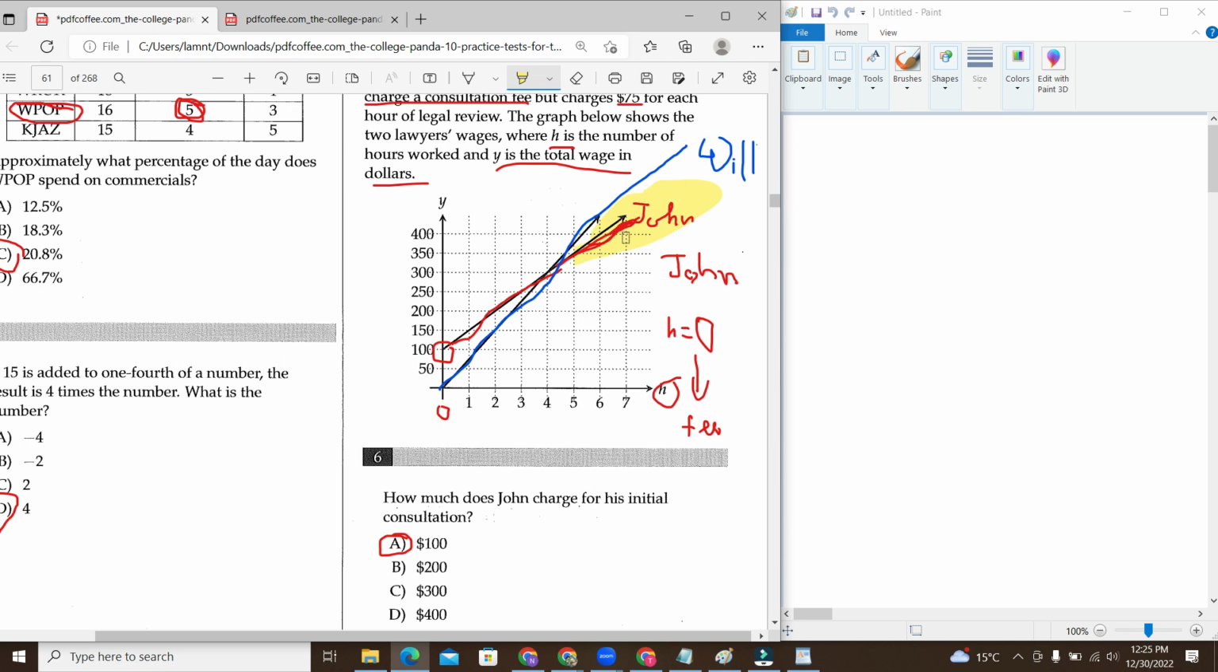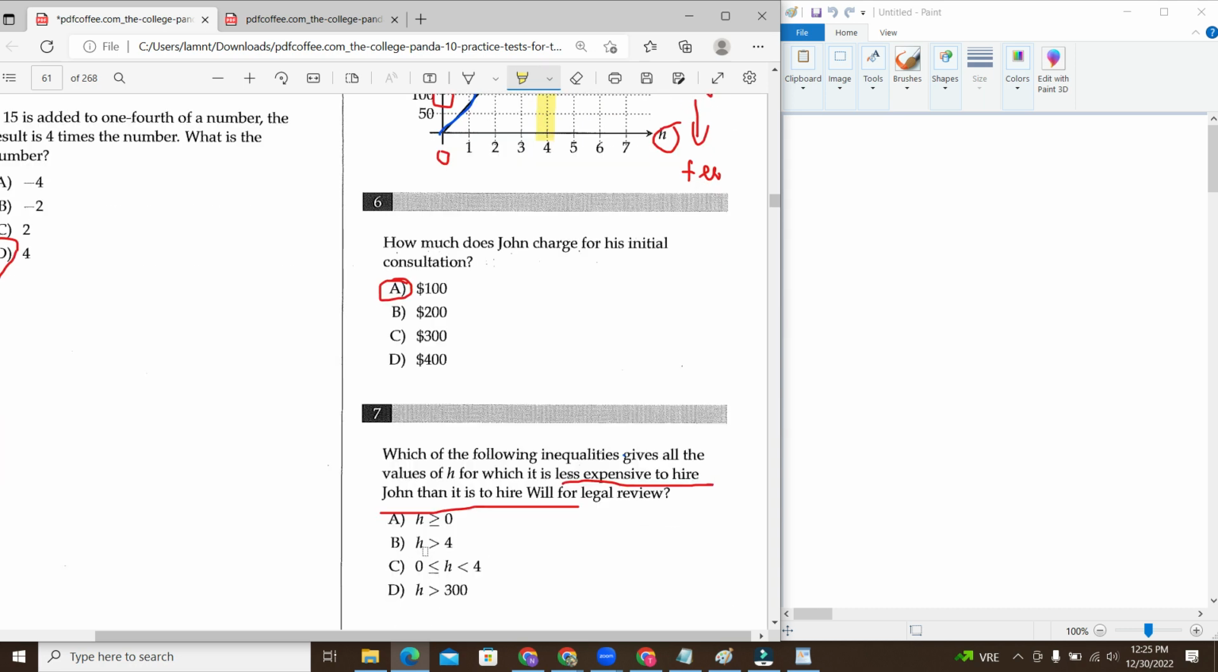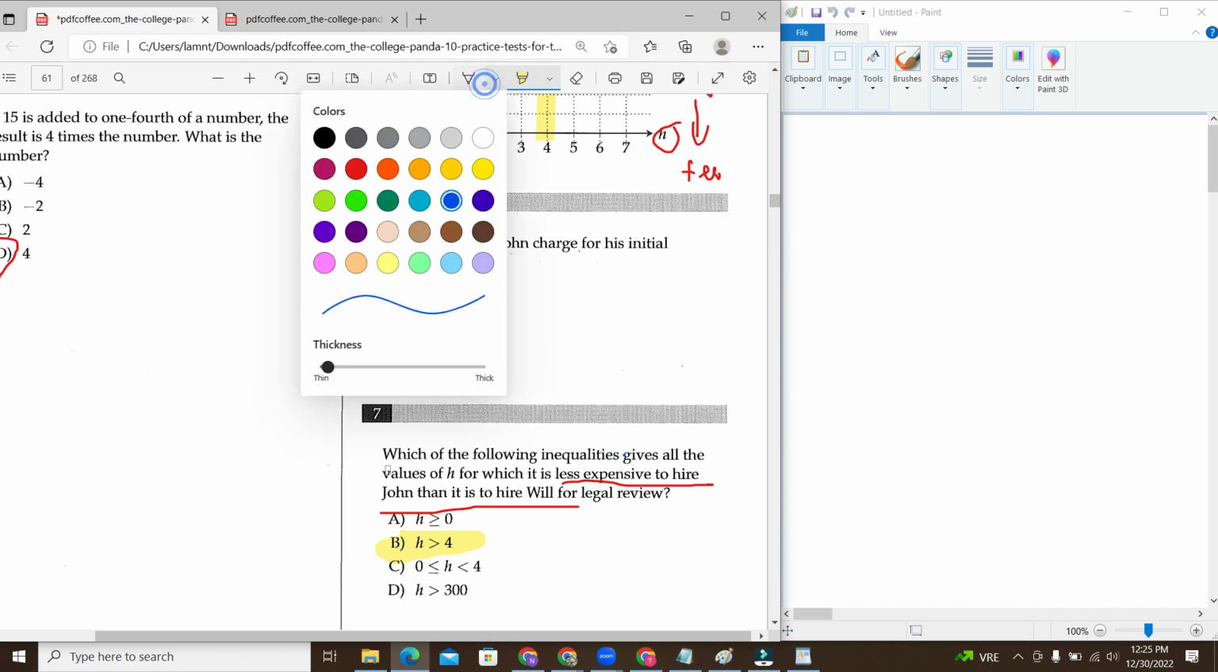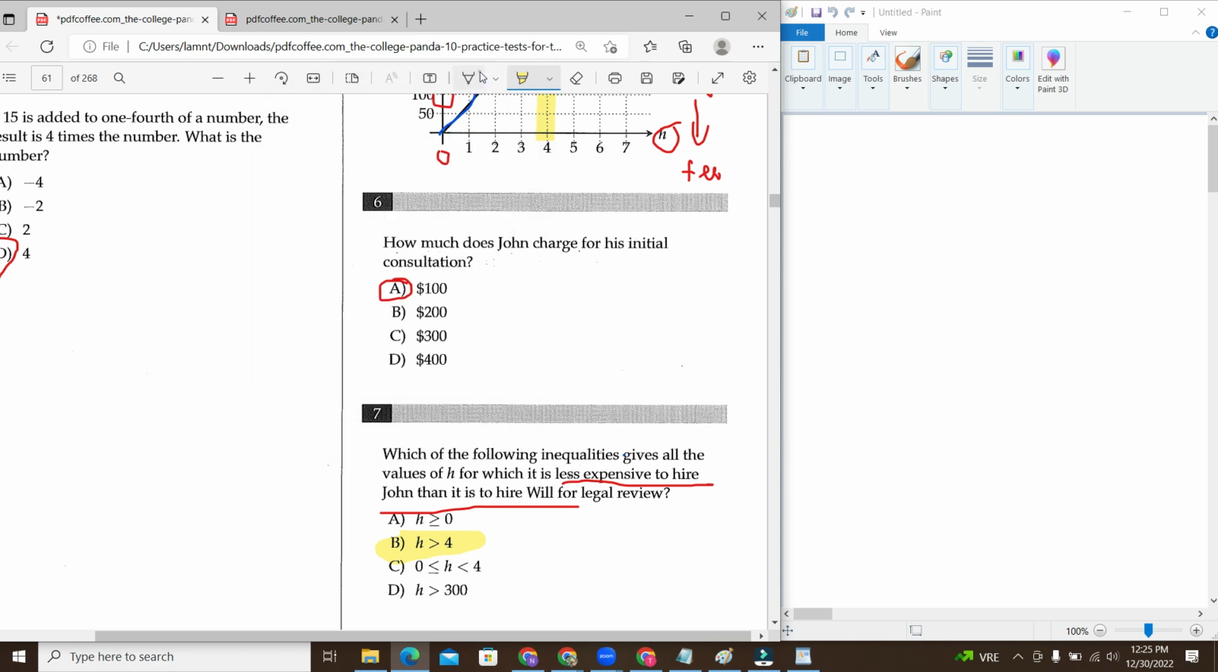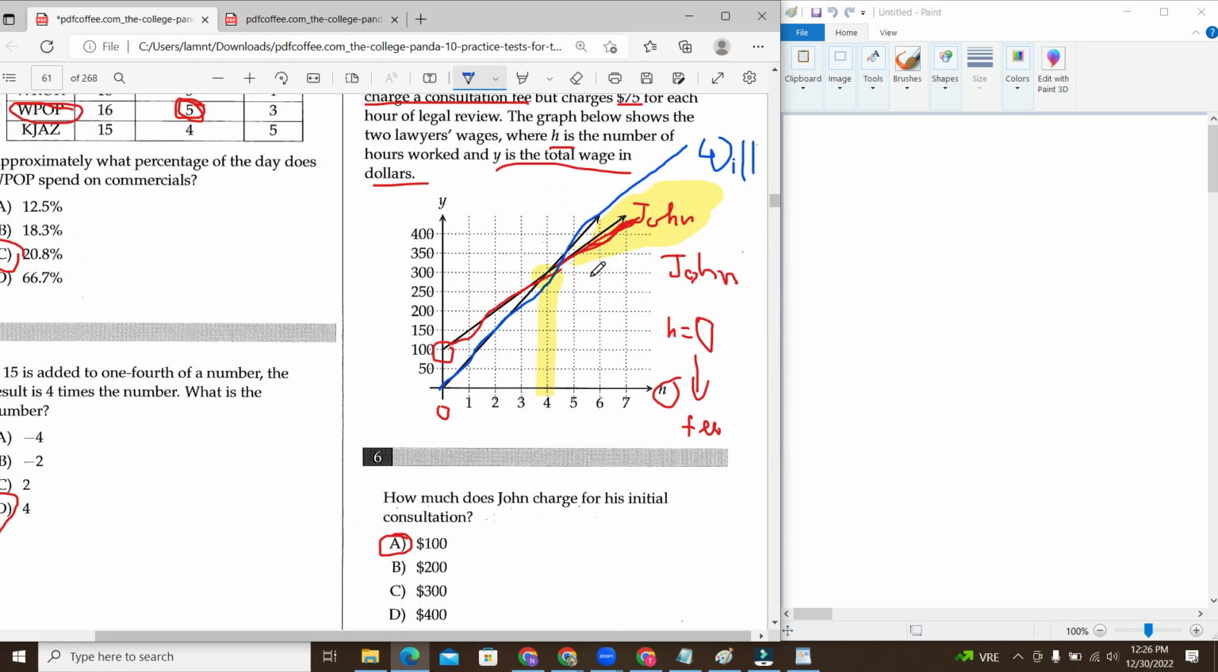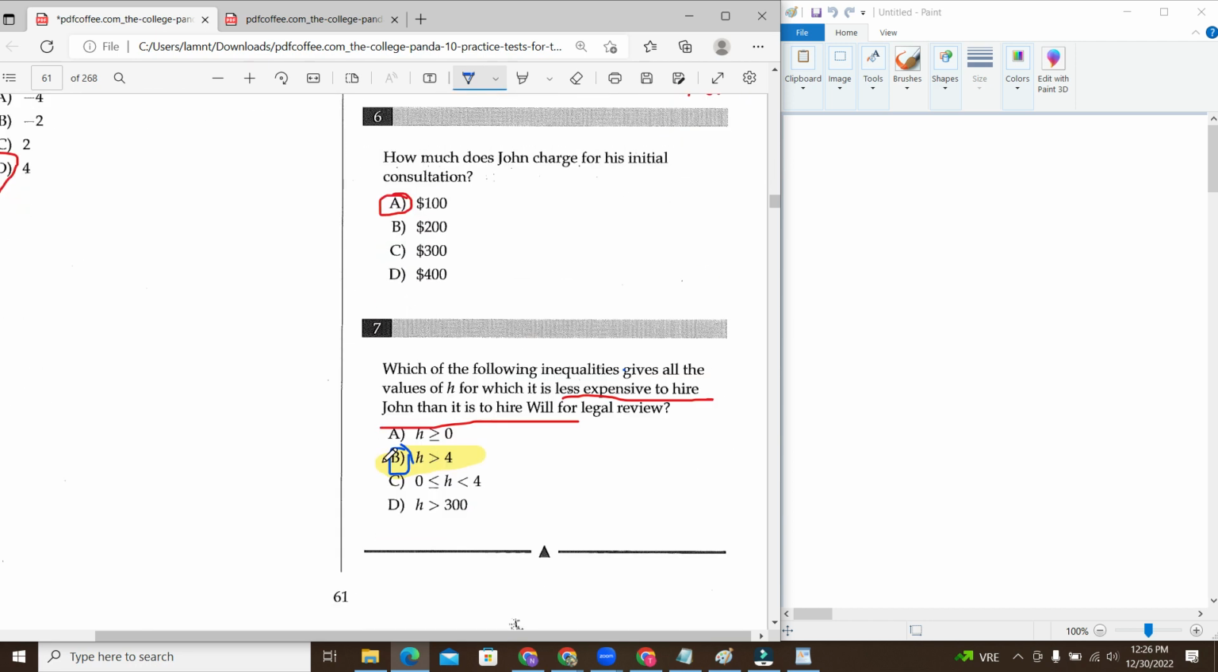It is when h is bigger than the intersection point, which is 4 here. So that is h bigger than 4. So the answer for 7 is B, because when h is bigger than 4, the line of John is under the line of Will. So John is going to be less expensive.